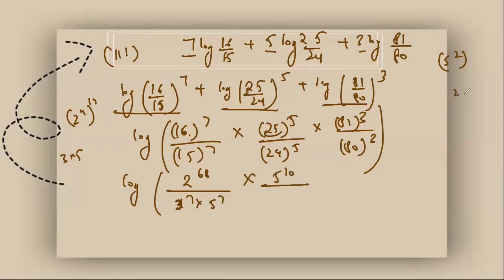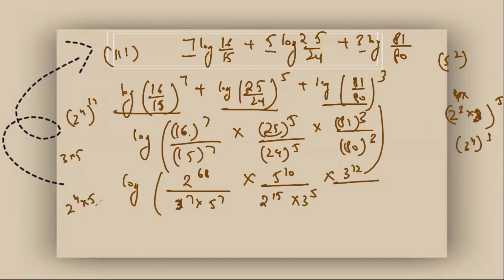24 I can write as 2 raised to the power 3 times 3, because 2 times 2 is 4, 4 times 2 is 8 and 8 times 3 is 24. And already we have a power 5. So 2 raised to the power 15 and 3 raised to the power 5. 81 I can write as 3 raised to the power 4. Already there is a power 3, so it becomes 12. 80 I can write as 2 raised to the power 4 times 5, because 2 raised to the power 4 is 16 and 16 times 5 is 80. So already there is a power 3. So it becomes 2 to the 12 and it becomes this.